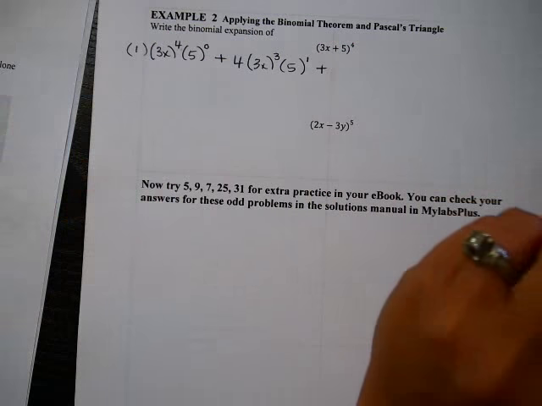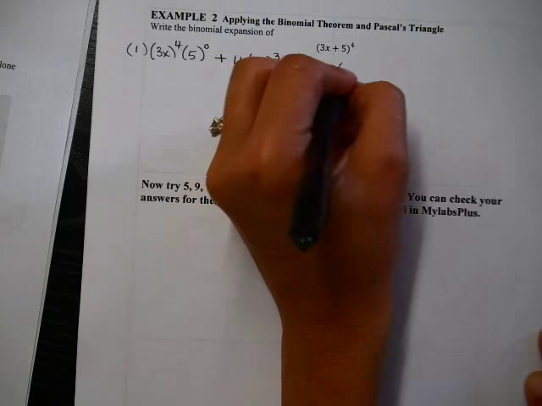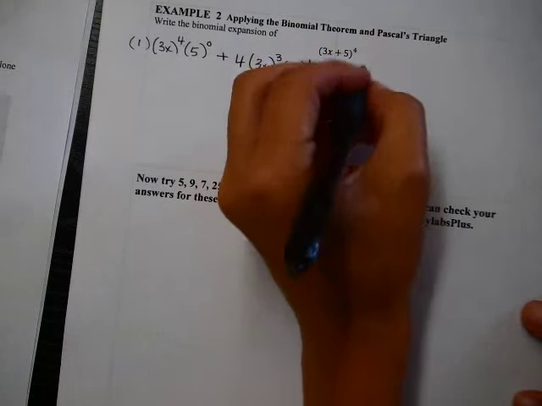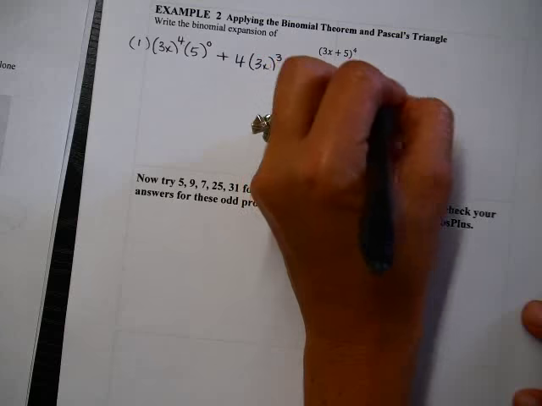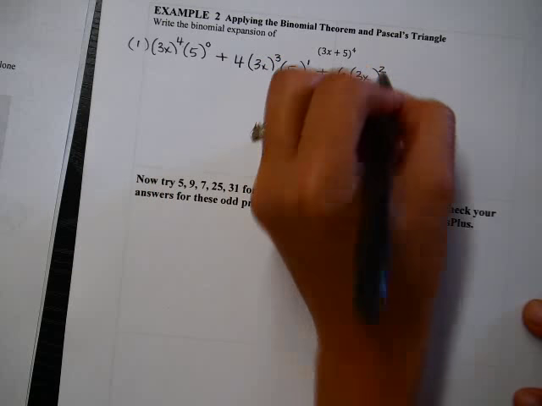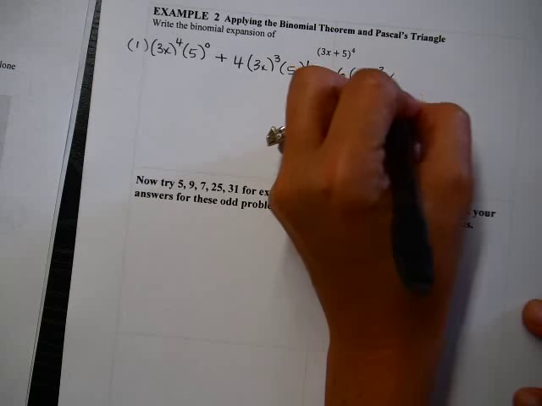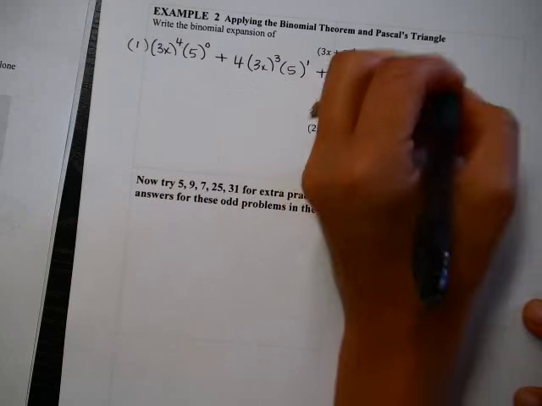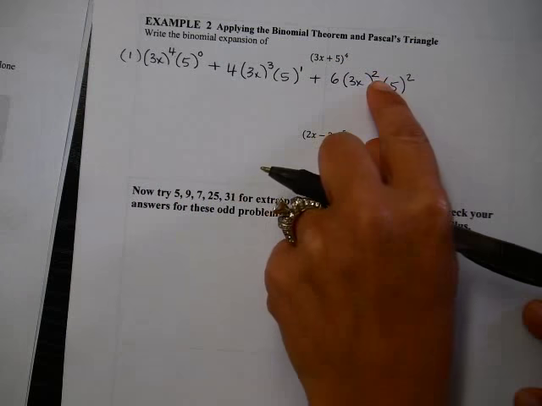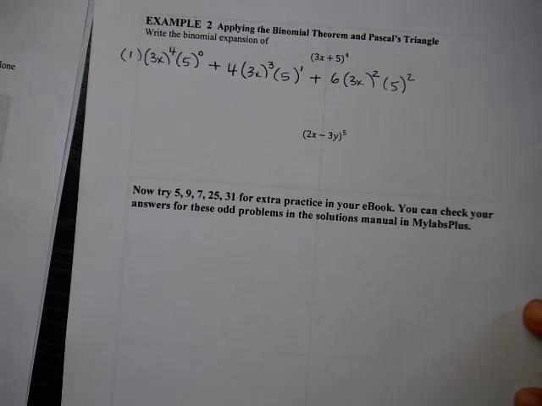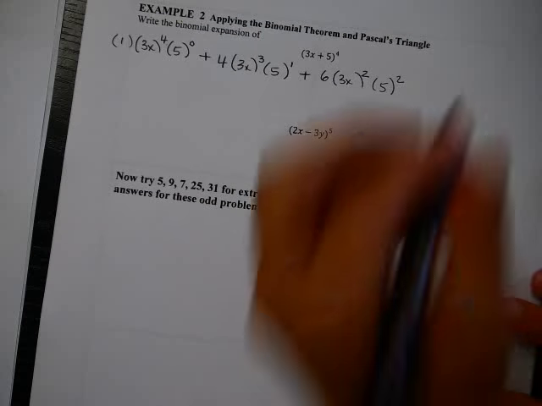Plus, go back to the triangle, the next number is 6. Then you have 3x. If I decrease by 1, it is now squared. And then I have 5. If I increase that by 1, it is squared. 2 plus 2 is 4. So it's just a built-in check to make sure my exponents are right.